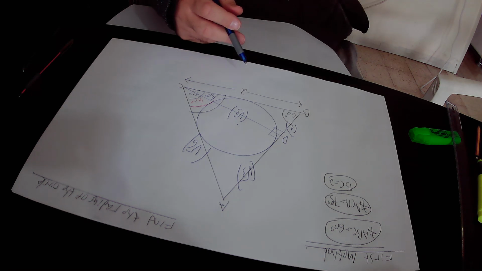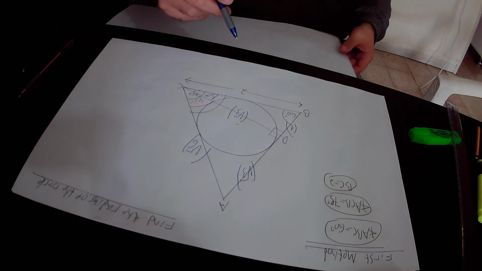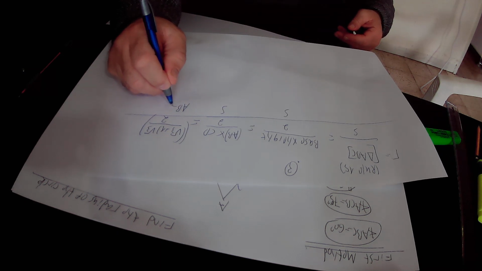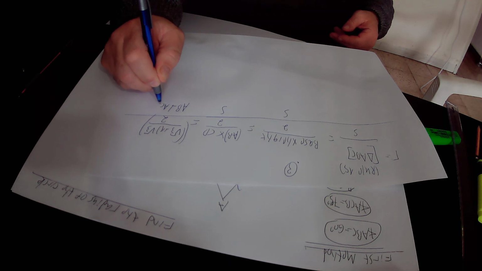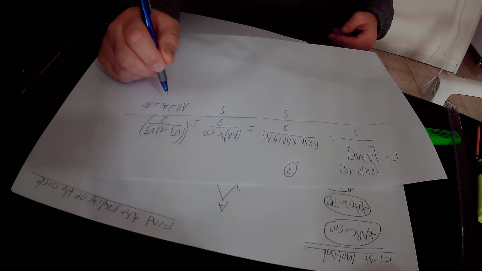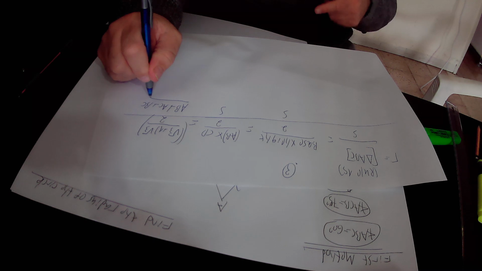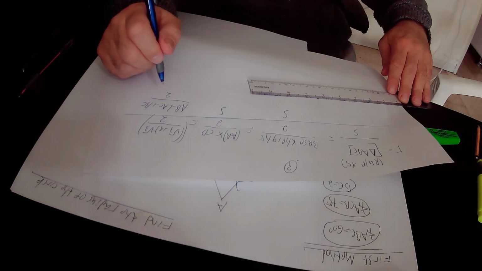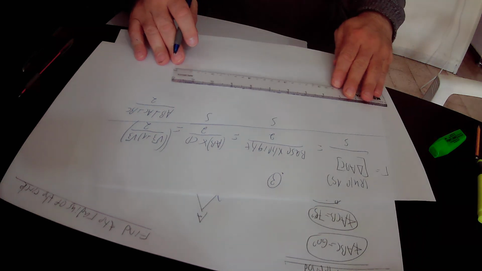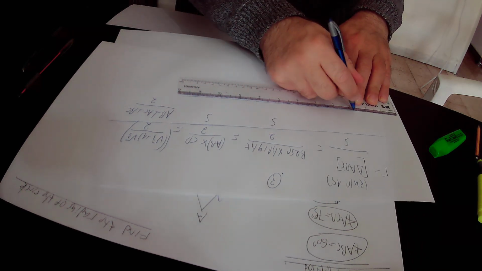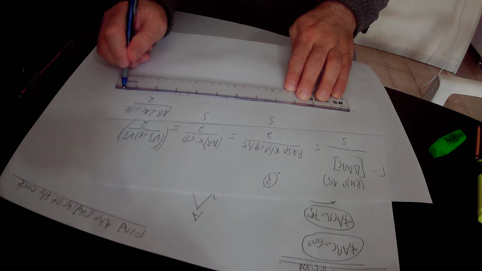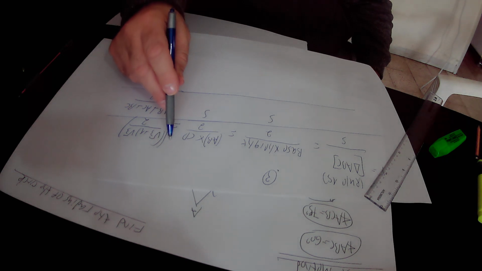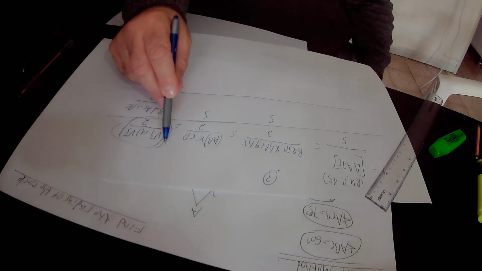The semi-perimeter of any triangle is the perimeter over 2. The perimeter of triangle ABC is AB plus AC plus BC. And if we divide the perimeter by 2, we get the semi-perimeter S. This expression is the area of triangle ABC.